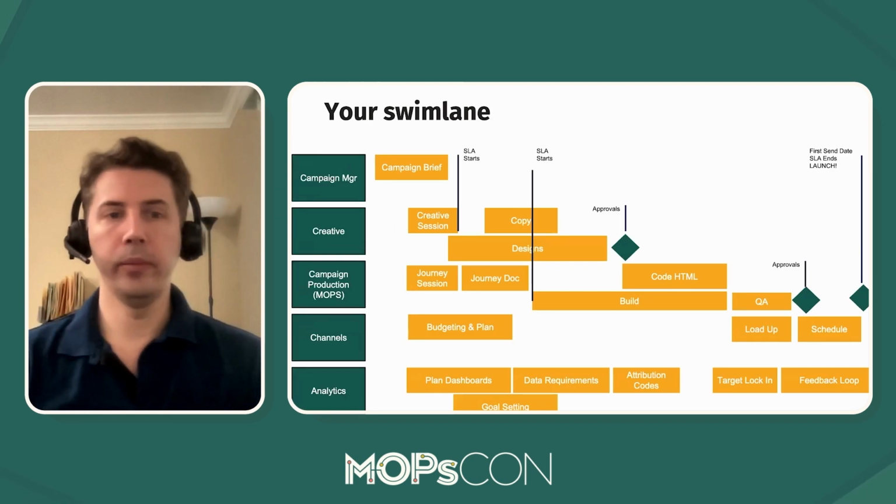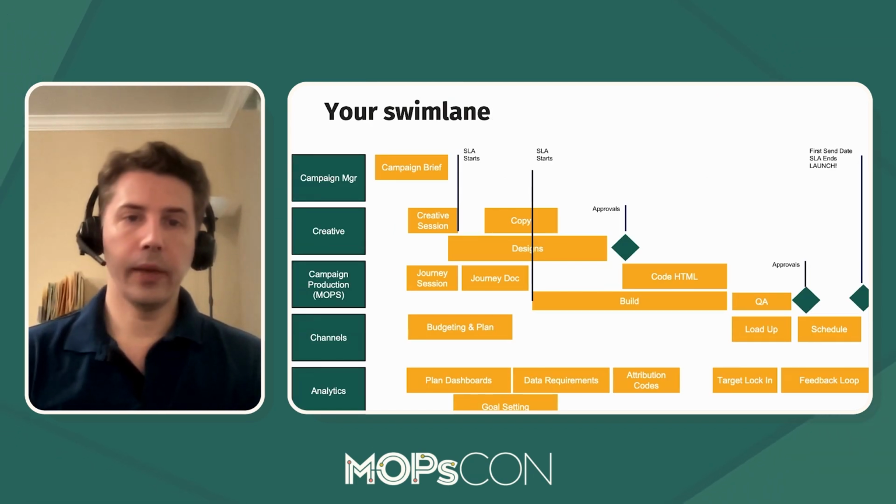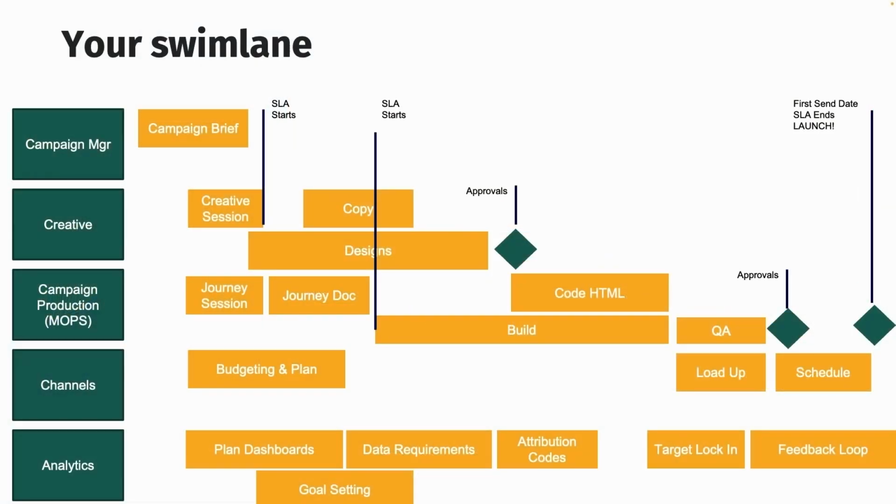Now, if you look at the swim lanes and the SLA starts, you get an understanding of how things might work in parallel across several days or weeks. Now, the campaign brief is going to kick off this process. You may or may not have a creative session that's separate, a journey session that's separate. You may have a unified session. Whatever works for your organization, usually either or is fine.